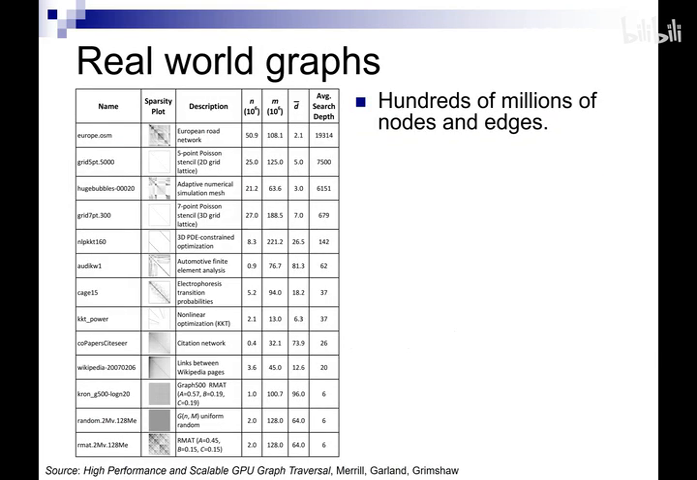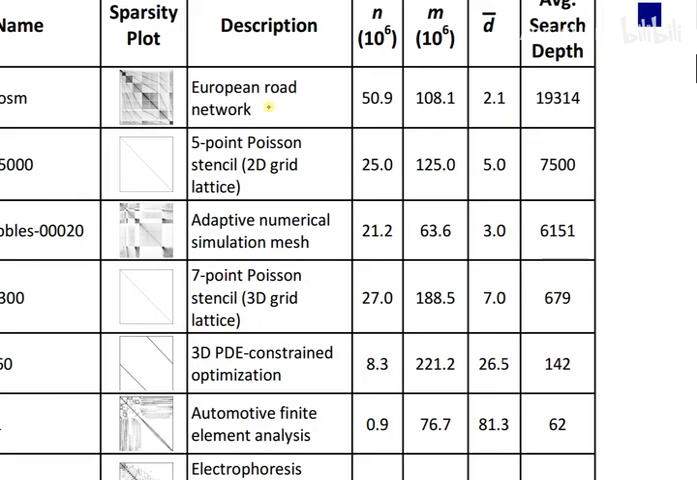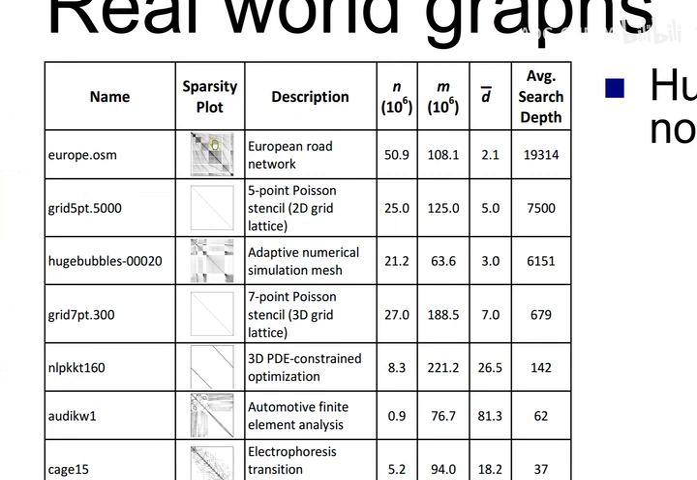So what kind of graphs do we want to deal with in BFS? Typically we want to deal with these large real-world graphs. For example, I've listed a few of them, and you can look at the picture in the second column to get some idea what they look like. For example, the first map over here actually represents the road network of different European countries. Let's see if I can zoom in here. If you zoom in over here, you can see these block structures.